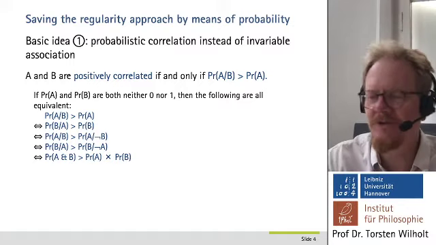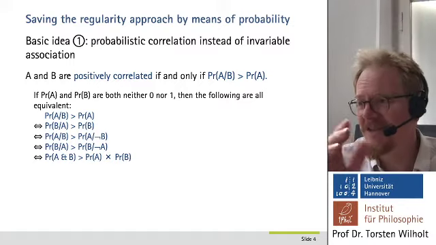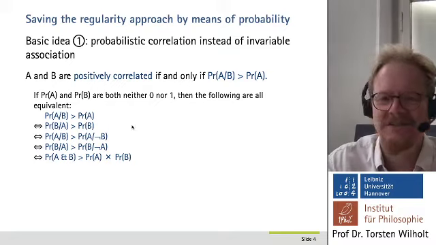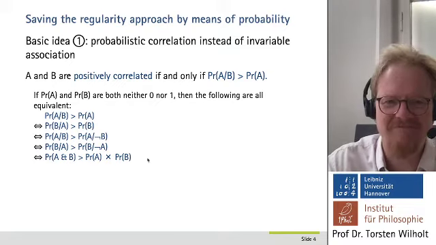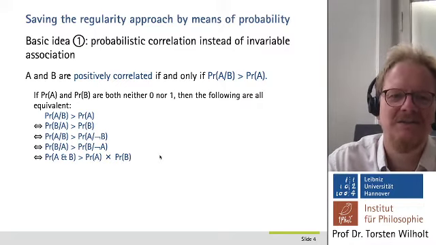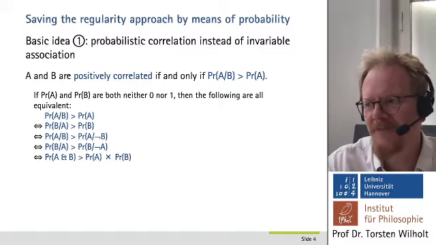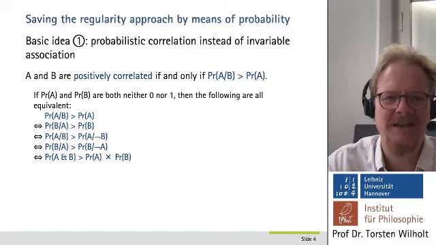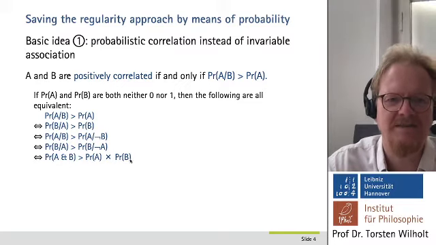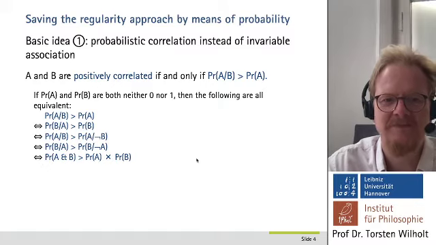I went over this a little bit because in different texts you find different versions of these. Different authors pick one or the other to articulate what they mean by positive correlation. This one is, of course, the nicest because these probabilities are always well defined.